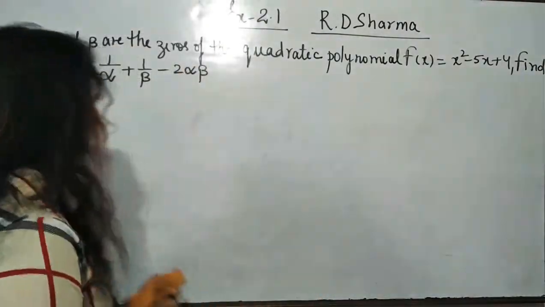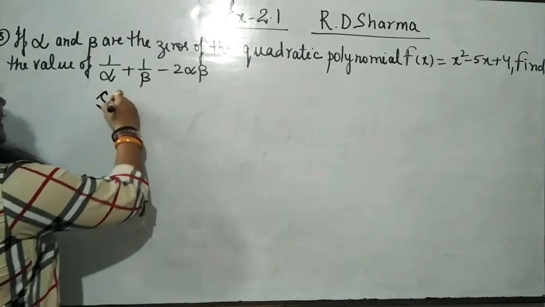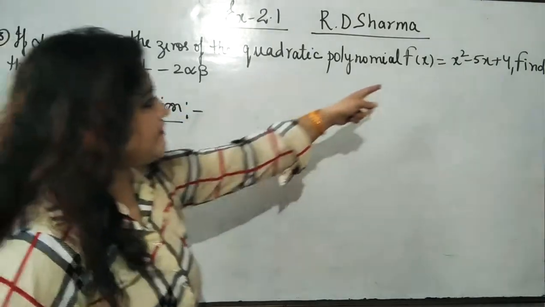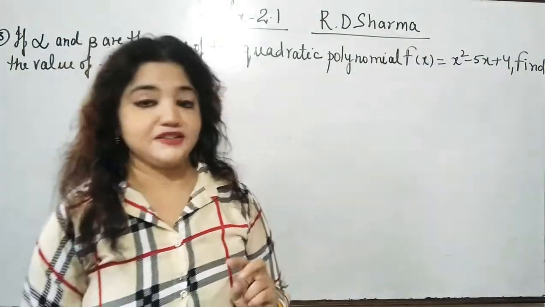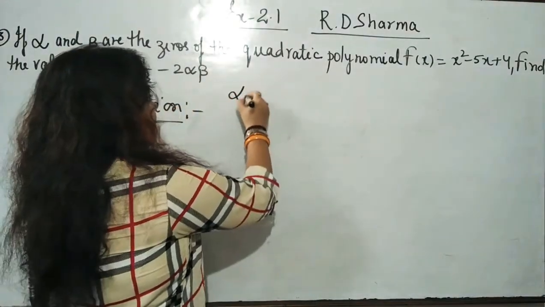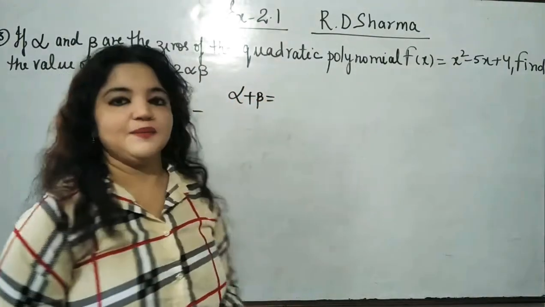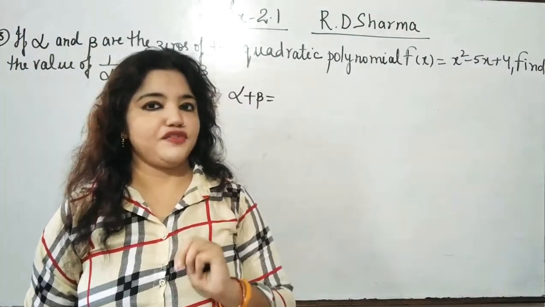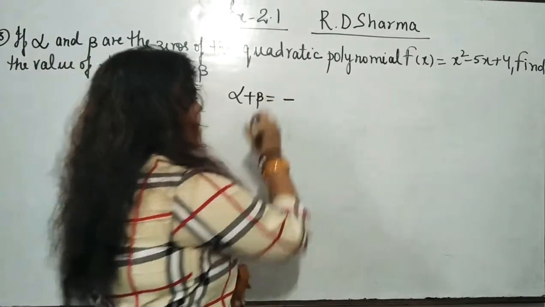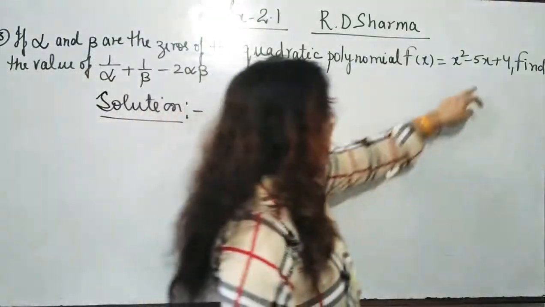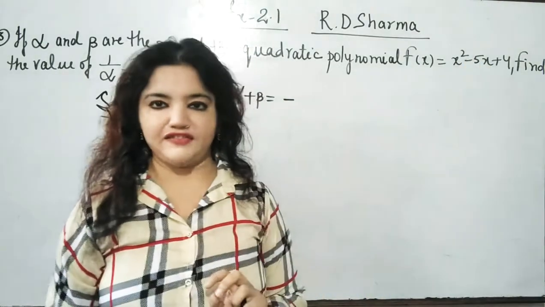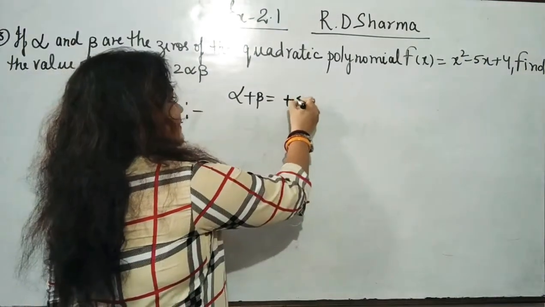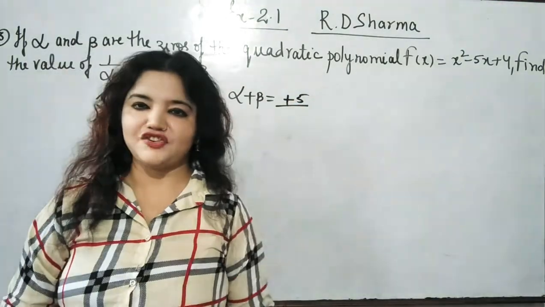So let's start. Solution. Alpha and beta are the zeros of this polynomial, so we can find the value of alpha plus beta. We have the formula: alpha plus beta is equal to minus coefficient of x upon coefficient of x squared. The coefficient of x is minus 5, and minus minus is plus, so plus 5 upon coefficient of x squared.